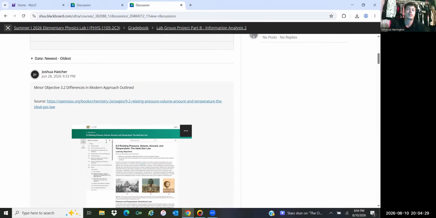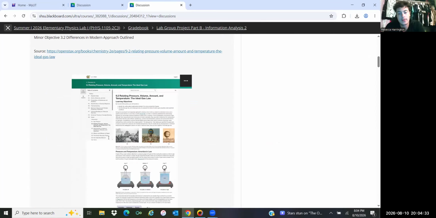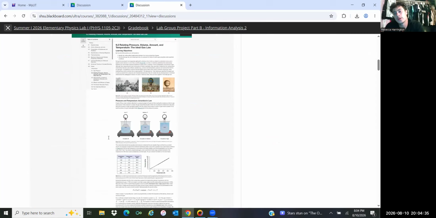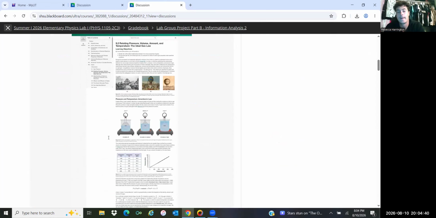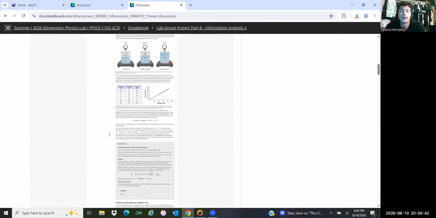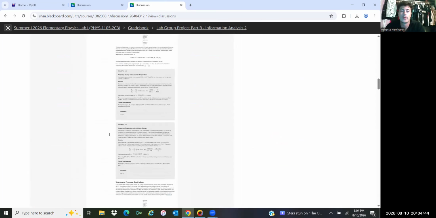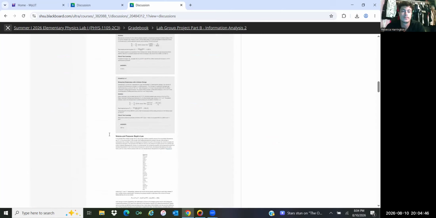His was the difference in modern approach. It explains the difference between the modern and historical side, how things came to be, and all that good stuff. And again, with his pictures.